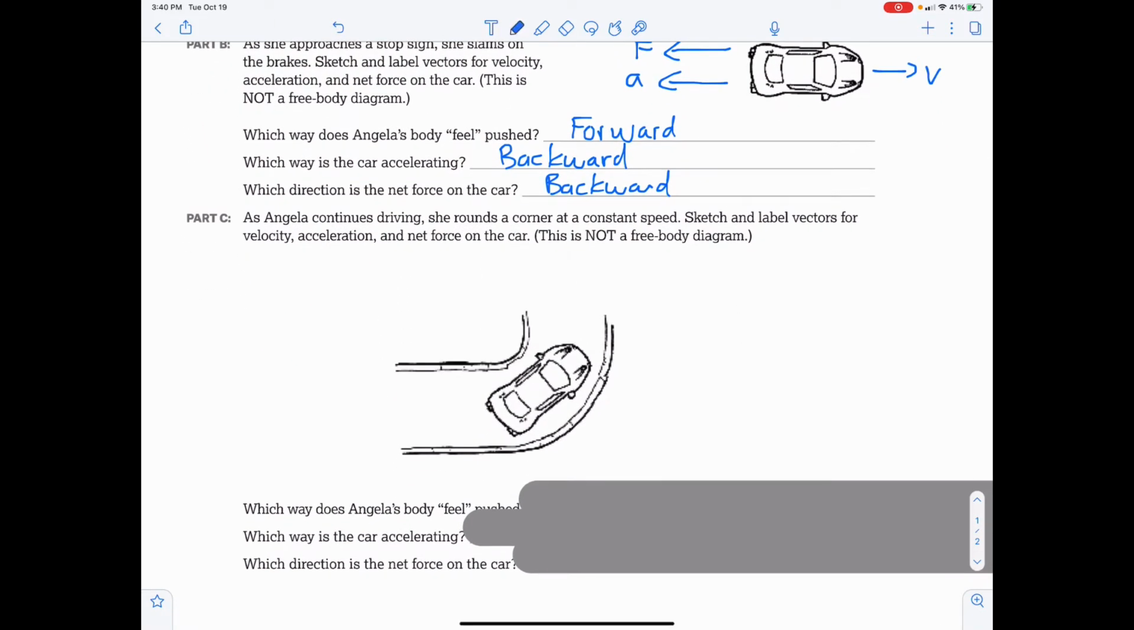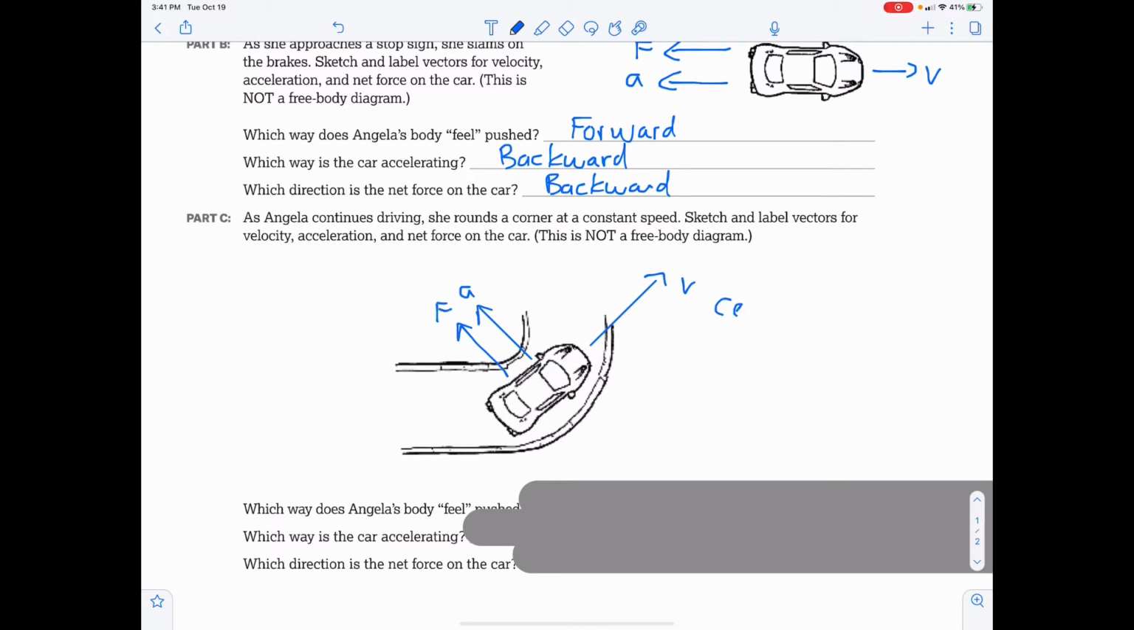Part C. As Angela continued driving, she rounds a corner at constant speed. Sketch and label the vectors for velocity, acceleration, and net force. Well, velocity is tangent to the curve, and that is because you want to keep going the way you're going, and it's only a net force that can change your velocity, change your direction, speed you up, slow you down, whatever. Well, in this case, it's the centripetal acceleration that is causing the curvature around the edge. And so while the velocity goes tangent to the circle, meaning straight ahead, the acceleration and the net force are both pointing to the middle.